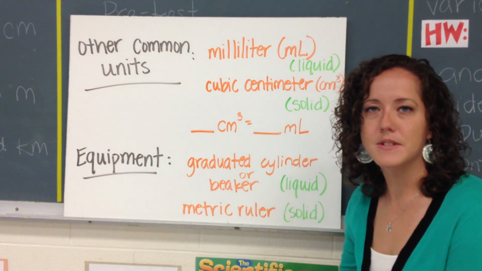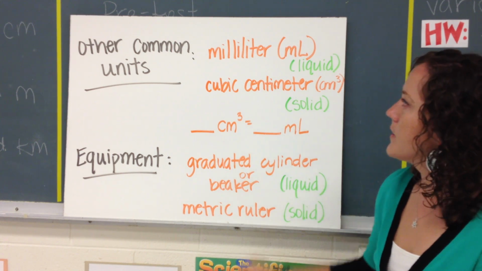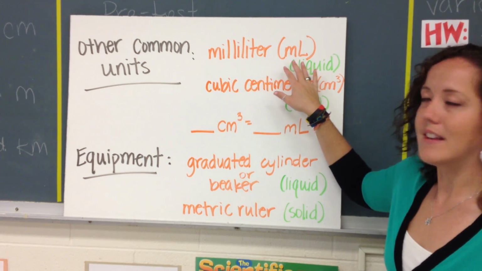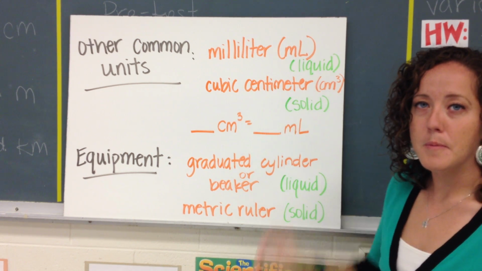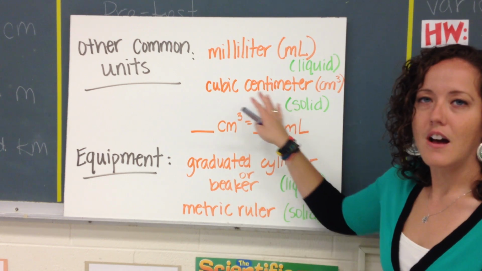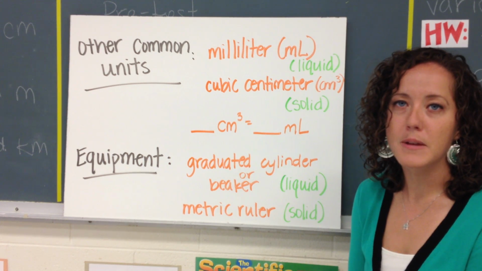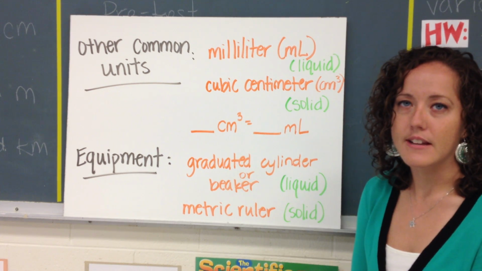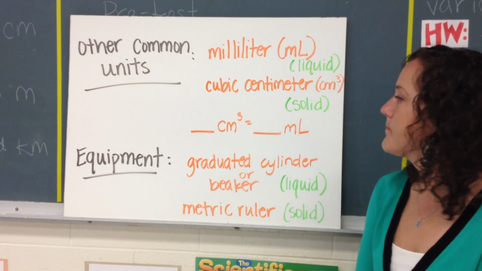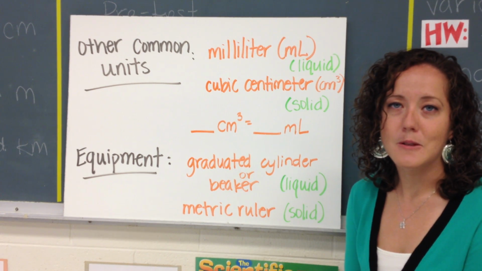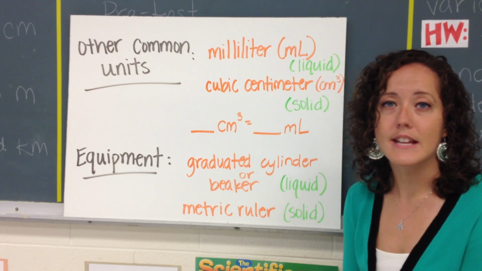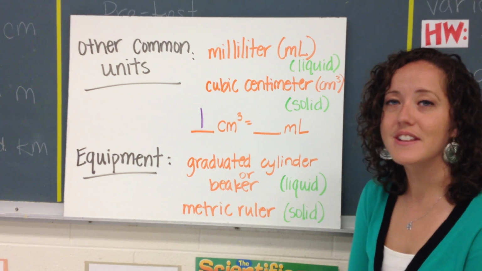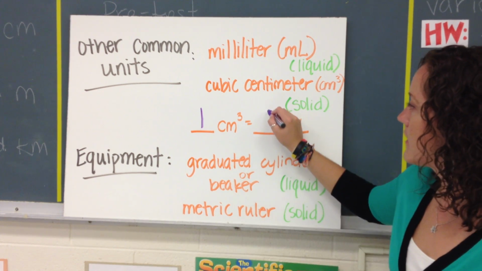Some other common units that we'll see in the classroom over the next few days include the milliliter, which is one of the smallest units of measurement, and we abbreviate that with an mL, and this is when we're measuring liquids. If we're measuring solids, the common unit you'll see is the cubic centimeter, and we abbreviate that with cm and then a 3 to show that we're talking about 3 dimensions. One cool thing about centimeters cubed and milliliters is that you can convert them pretty easily. If I have 1 centimeter cubed, that's actually the same thing as 1 milliliter.